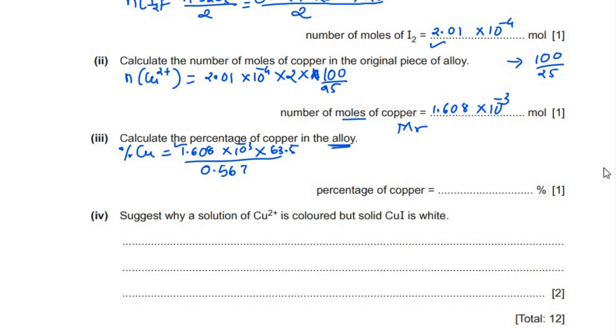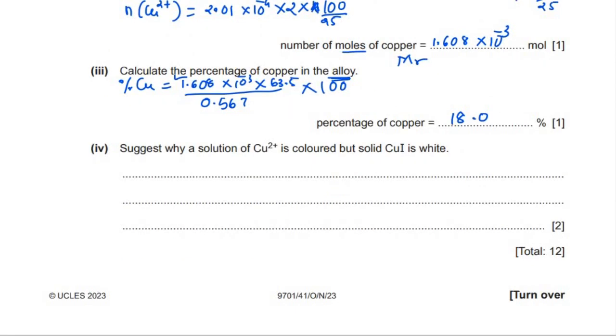So this is the mass of copper. Divide by total mass of alloy into 100. That will give you the percentage of copper in the alloy. And we get an answer of approximately 18.0%. So the percentage of copper in the alloy is 18%. Now suggest why a solution of Cu2+ is colored but the solid CuI is white in color.